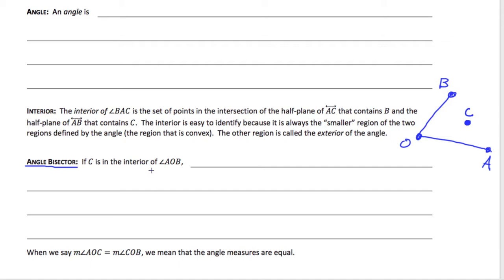All right. So the interior obviously is on the inside of the angle. That's what the interior is defining. If I do a point out here, it's on the exterior. So I have C on the interior, an angle bisector. So C is on the interior of AOB.